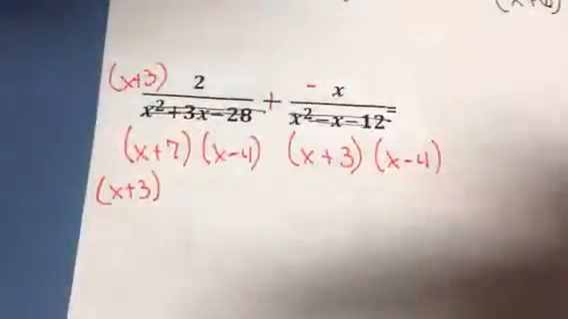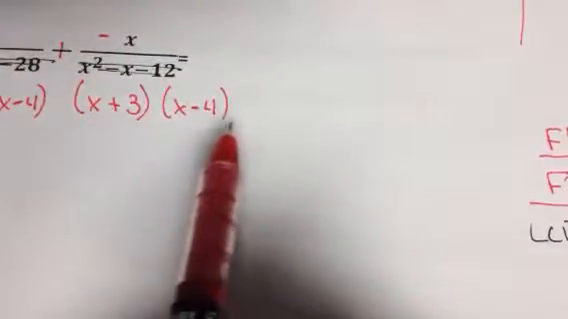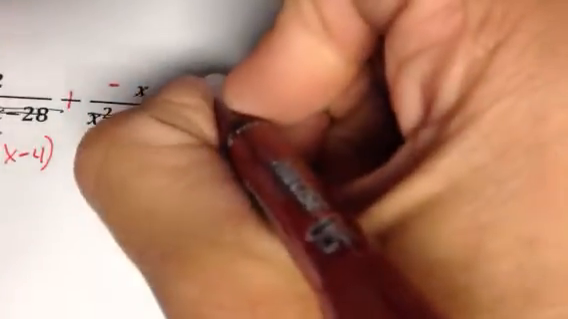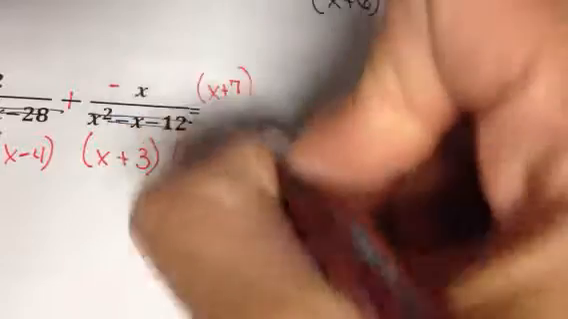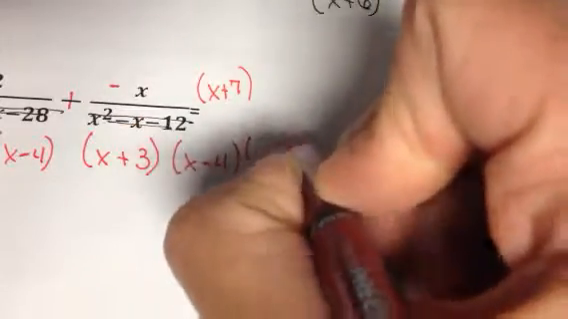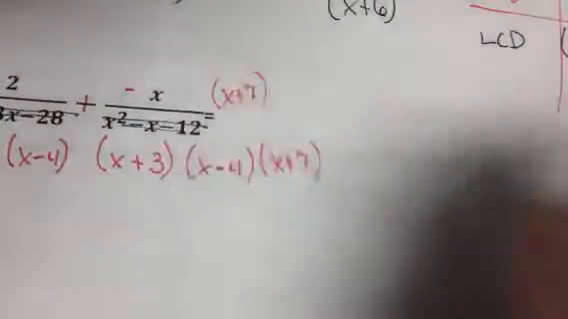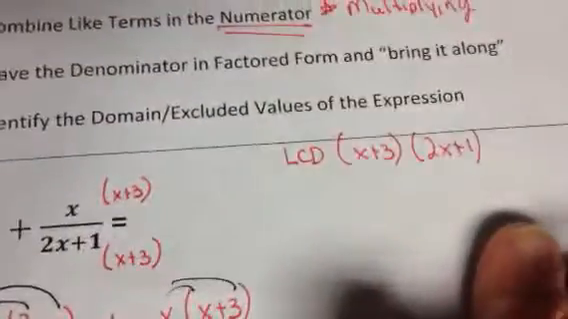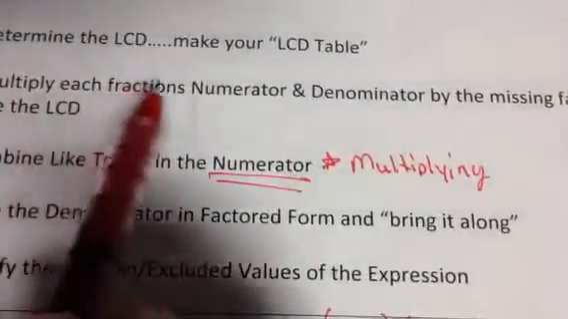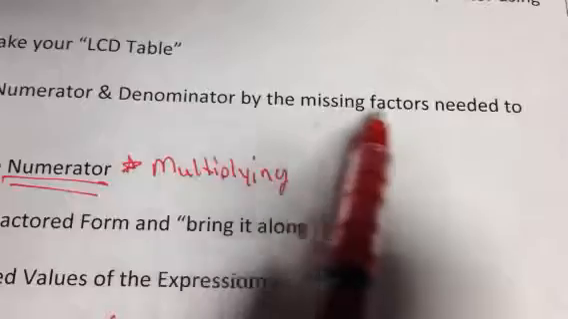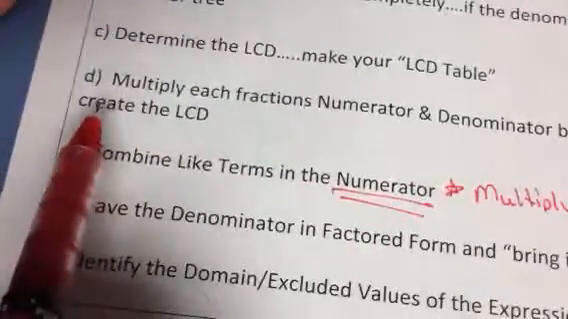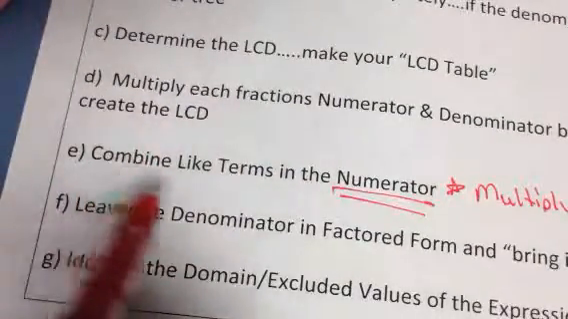Okay, so now I'm going to go to this one. This has the x plus 3 and the x minus 4. What it doesn't have is the x plus 7. Okay, so we multiply each fraction's numerator and denominator by the missing factors needed to create the least common denominator. We did that, and now we're just going to focus all our work on the numerator.